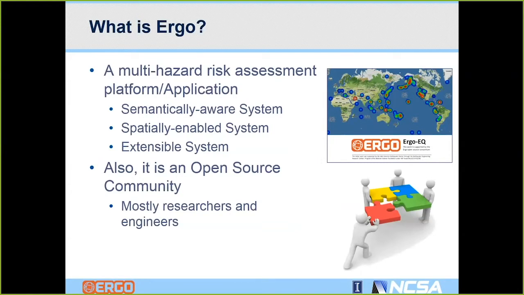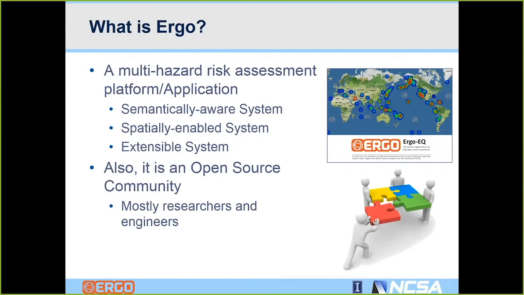So all those data types allow Ergo to understand that this particular point in space, the attributes tell me it's a bridge, or it tells me that it's a building. And I know where in space it is. It's spatially enabled, so I have the GIS data to tell me where that bridge or building is. And the system's extensible. So those data types are growing because researchers can come in and add new data types. They can add new models.